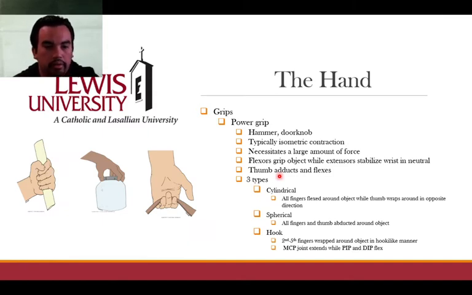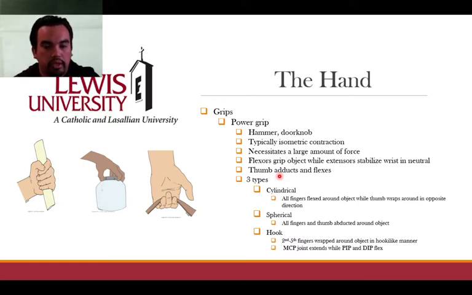Grips. We have 3 different types of grips that we have. We have a power grip. Okay, that's our fist. When you just grab a hammer or a doorknob, it's typically an isometric contraction. So whatever you're grabbing is solid, like a handle of a sledgehammer. It's solid. It's not going to give in. It necessitates a large amount of force, and the flexors grip the object while the extensors stabilize the wrist in neutral. The thumb adducts and flexes.